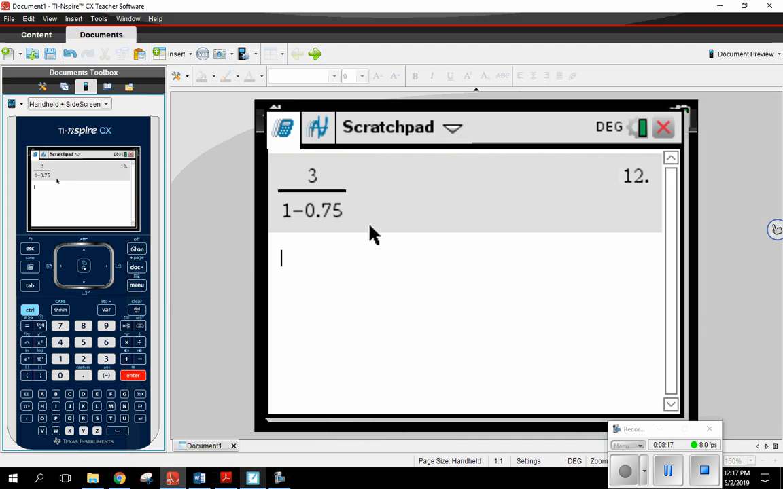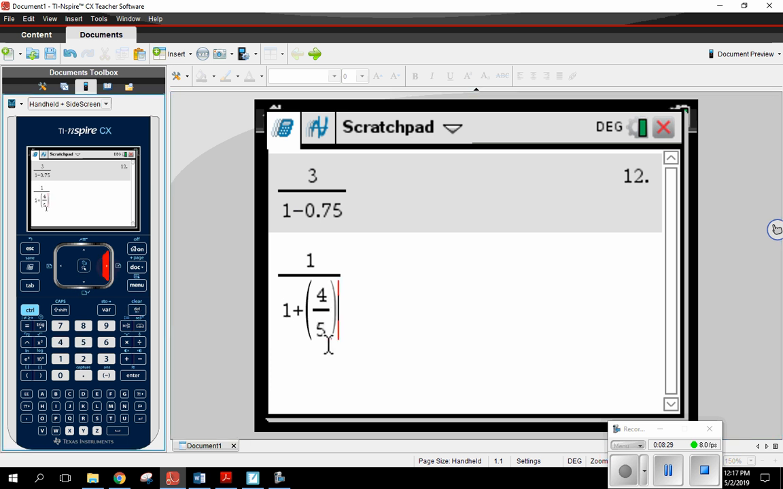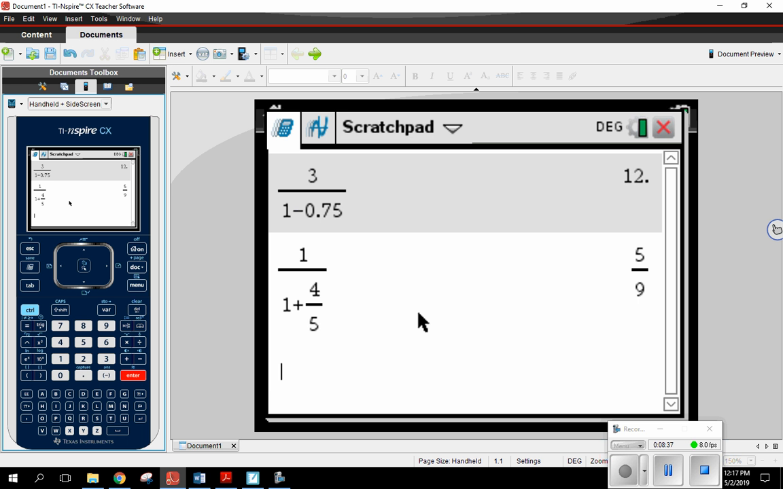Okay, so I'm going to come on over here. Control divide. 1 over 1 plus parentheses, control divide, 4. Oh, that did not do that. 5. There we go. 1 over 1 plus 4/5. So the infinite sum should be 5/9. That's it. All there is to it.